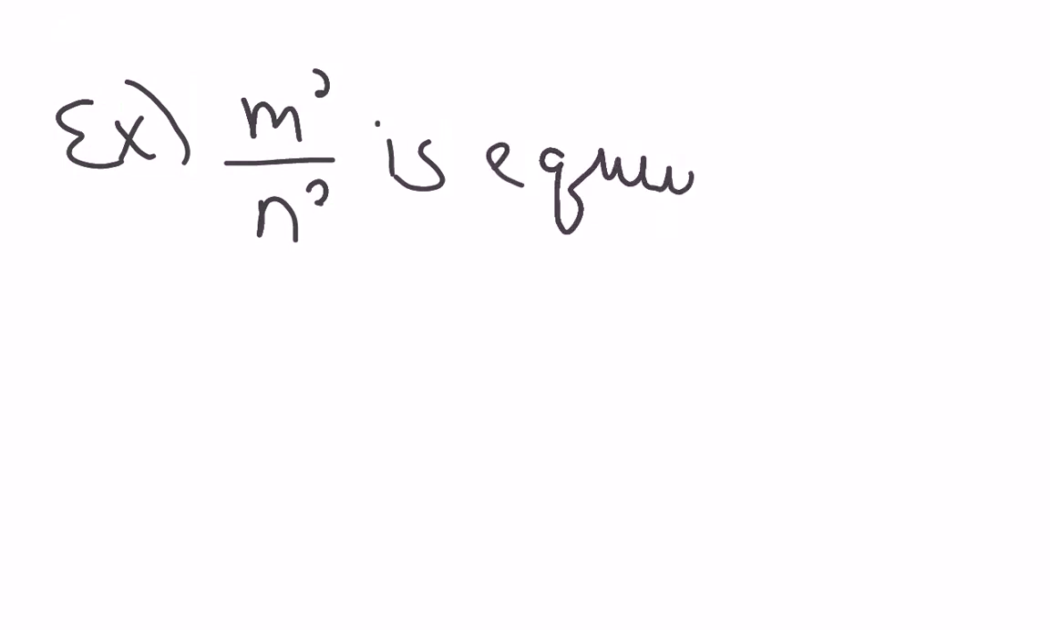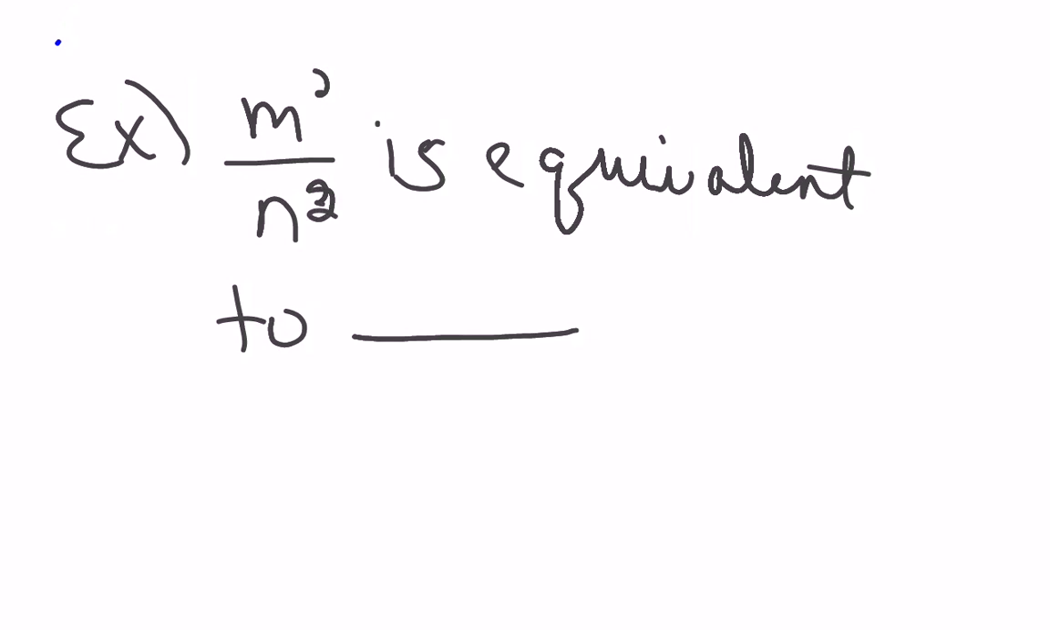Last example, m squared over n squared is equivalent to what? So here they've asked us about thinking this the other direction. So we now have m squared over n squared. There's no negative exponents, but how can I rewrite it so that it's the same? And what happens is I could write it two different ways, just depending.